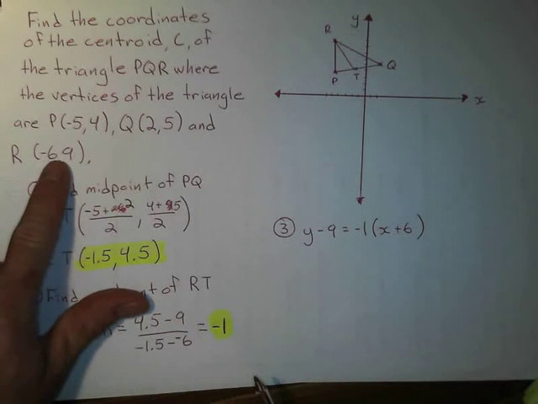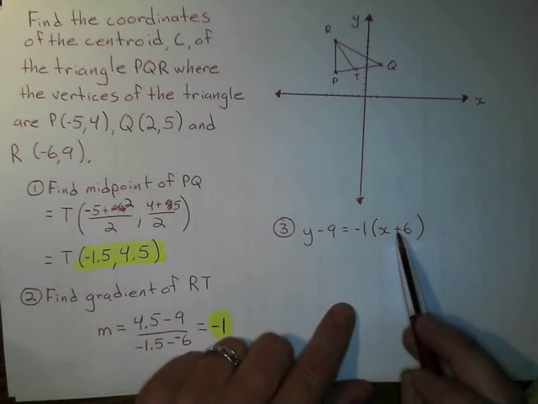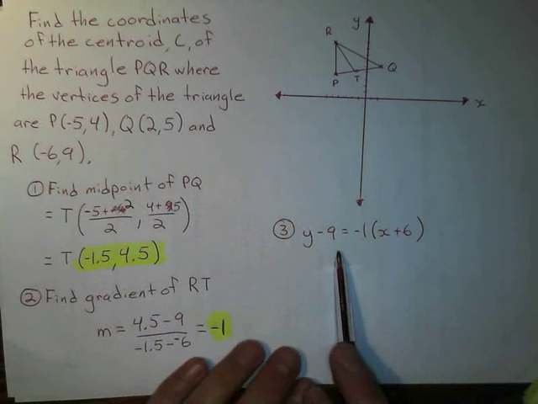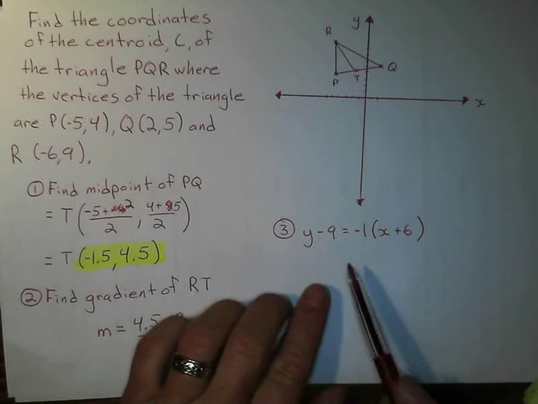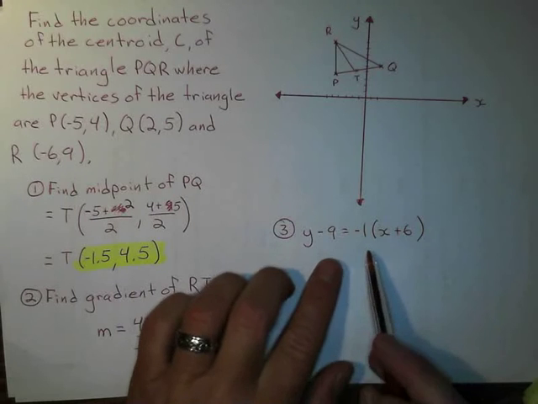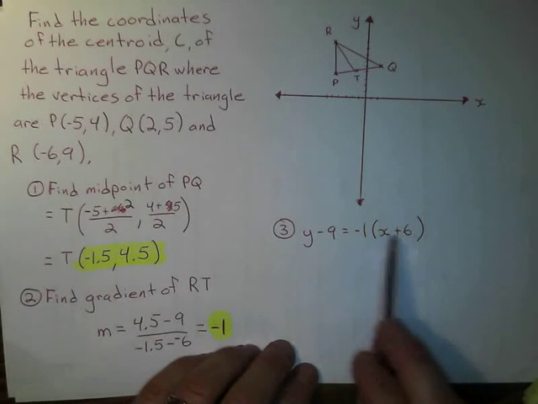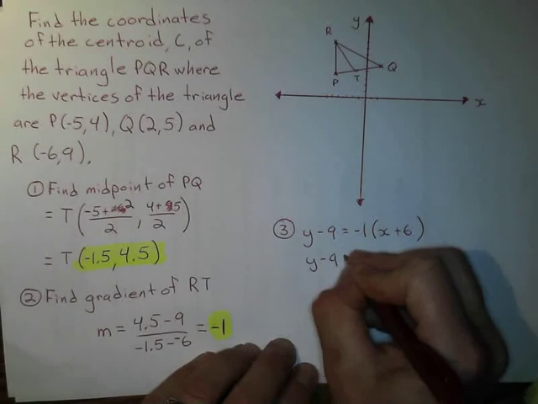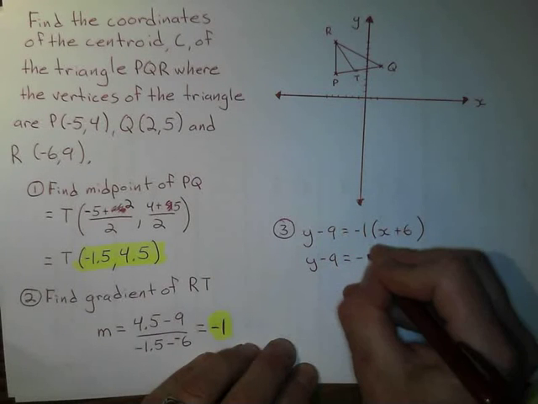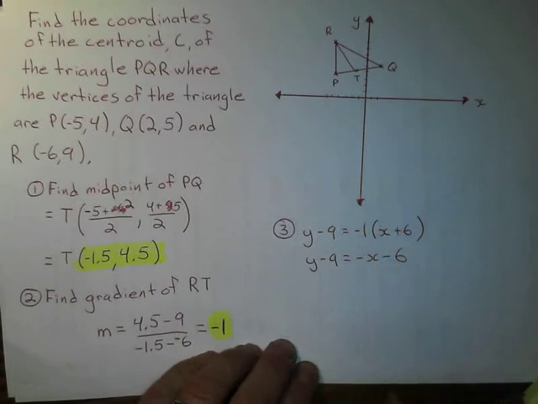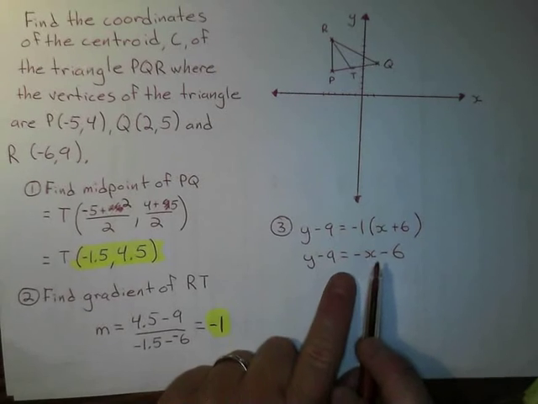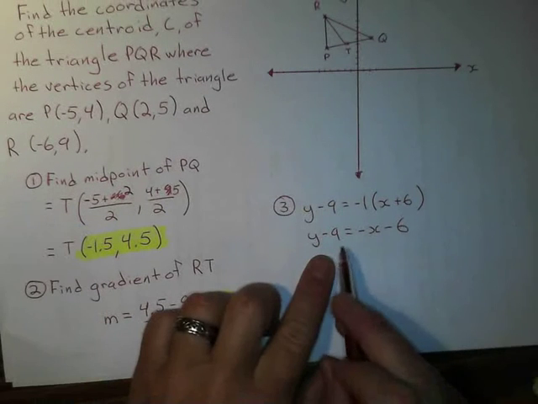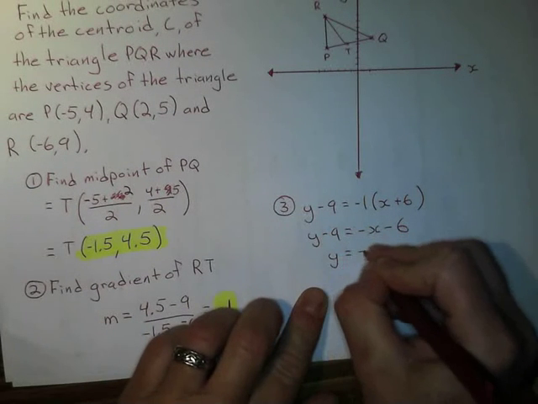So when I expand that -1 through, I get -x minus 6. Now the form of the equation I want right now is I'm just going to get y by itself, because that's the easiest thing to do at the moment. And in order to do that, I'm going to take that -9 and add it to the other side. So my equation of this median right here is y equals -x plus 3.